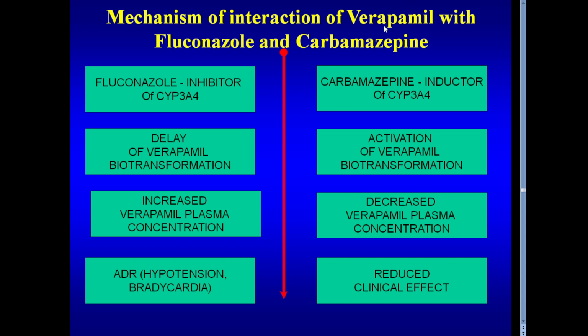When we use the combination of verapamil with fluconazole, fluconazole inhibits the enzyme, which causes delay of verapamil biotransformation, increased concentration, and increase of effects. That's why adverse reactions appear: arterial hypotension, bradycardia.